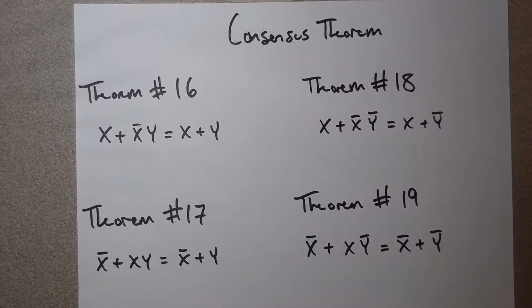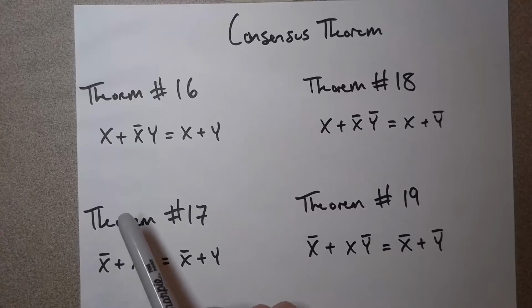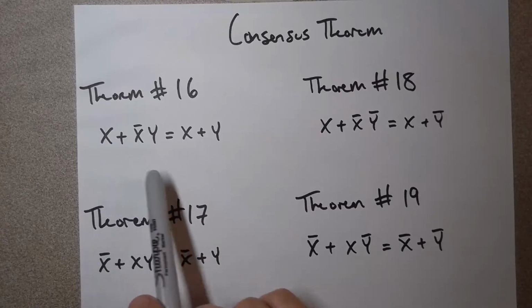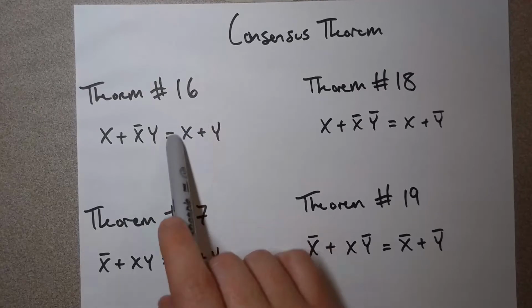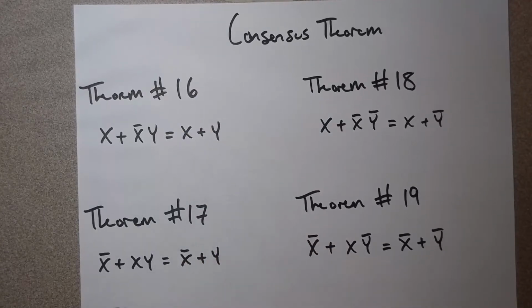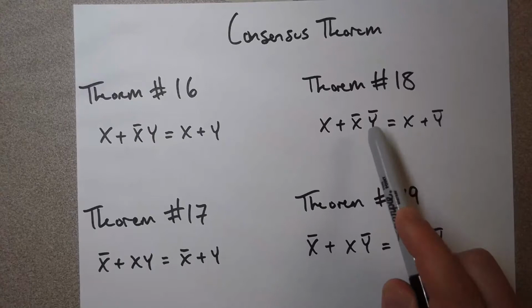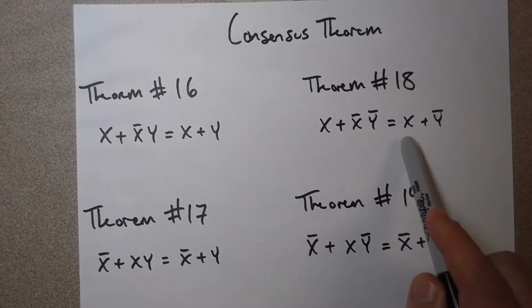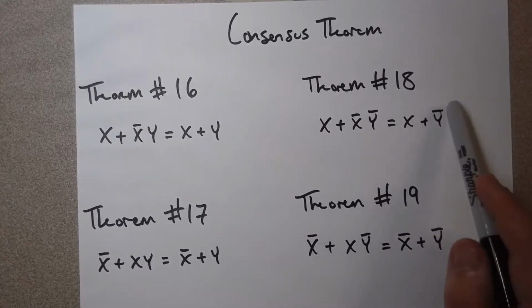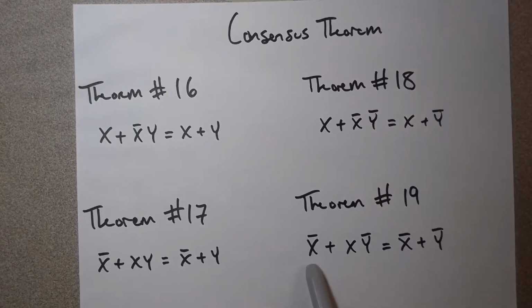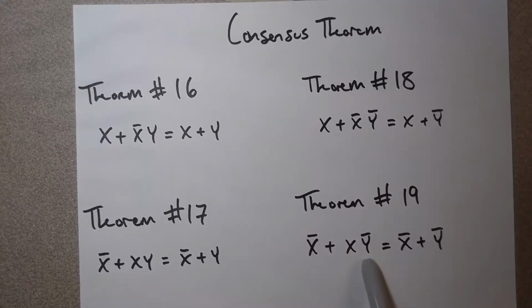Theorem number 16 states that if we have x or not x and y, we can simplify that down into x or y. Theorem number 17 says that if we have not x or x and y, we can simplify that down into not x or y. Theorem 18 says that if we have x or not x and not y, we can simplify that down into x or not y. And theorem 19 says not x or x and not y, we get not x and not y.